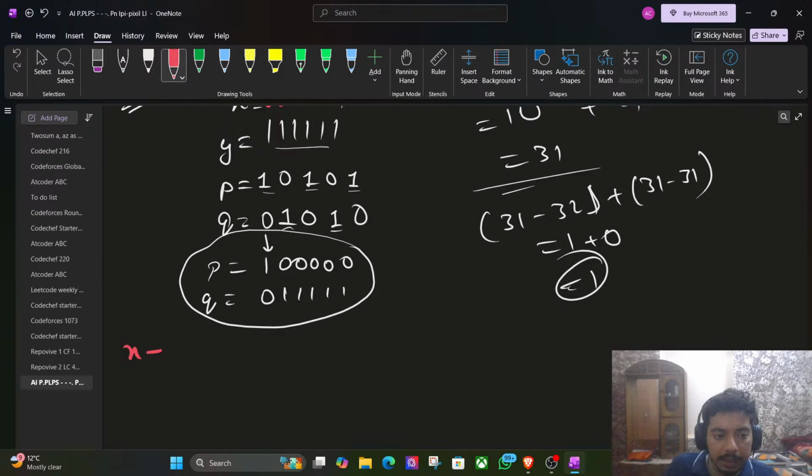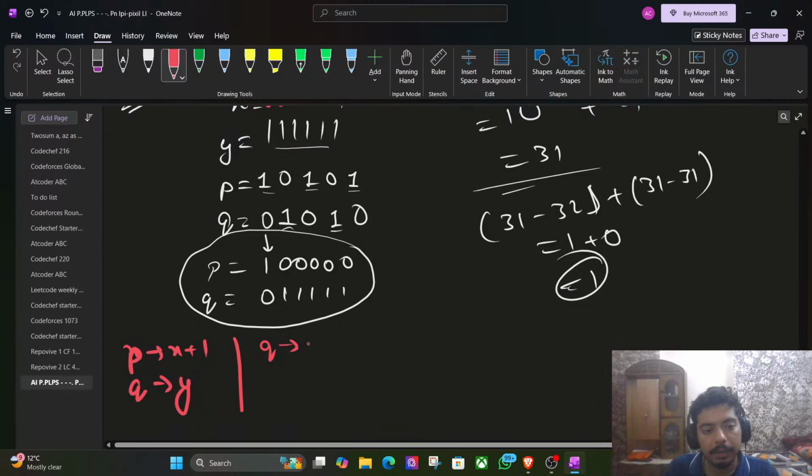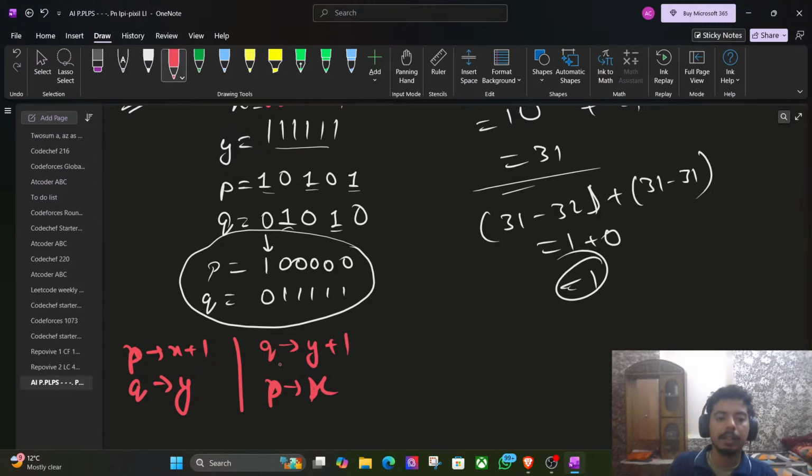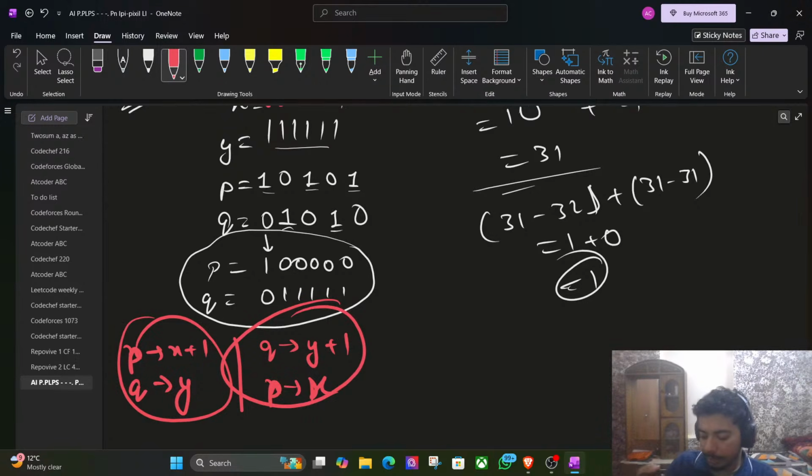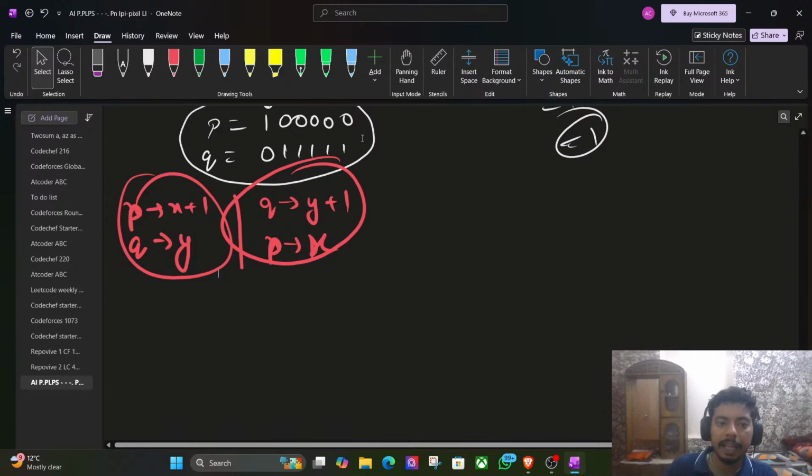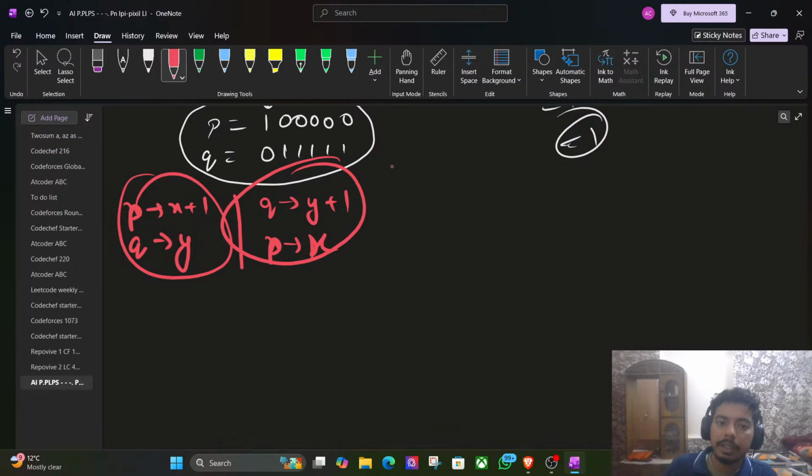So either you make X to X plus 1, which means P is equal to X plus 1 and Q as Y, or make your Q as Y plus 1 and P as X. Check both of them with the same equation which we had, X minus P plus Y minus Q. This will give you one answer and the other will give another answer. Check which is minimum, and keep taking the minimum of them.